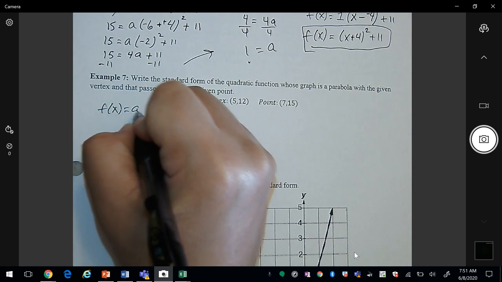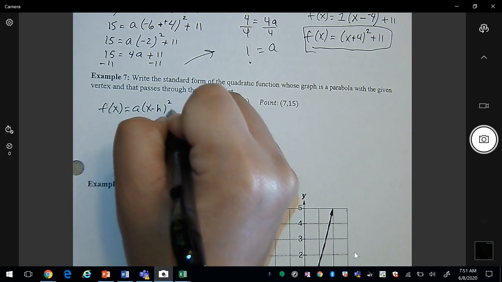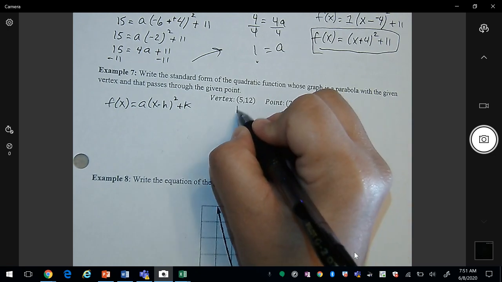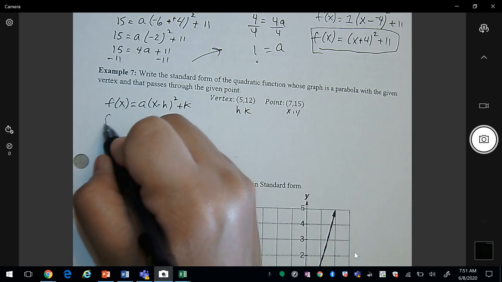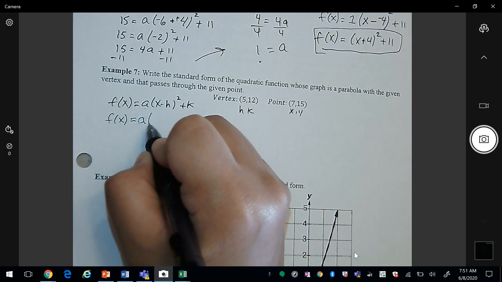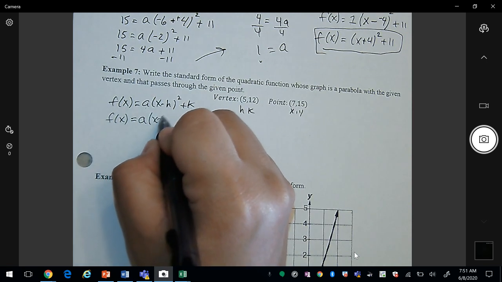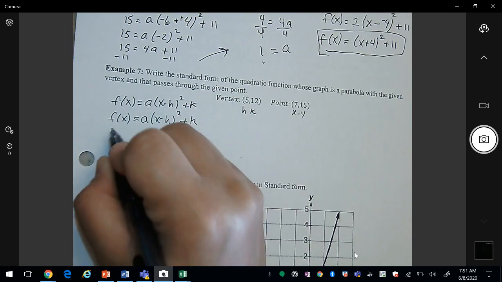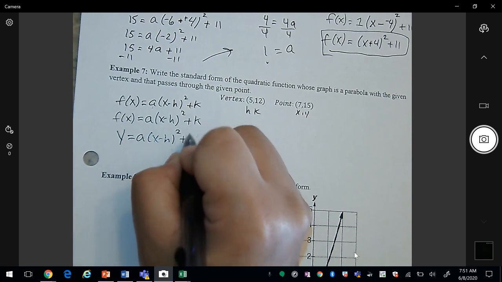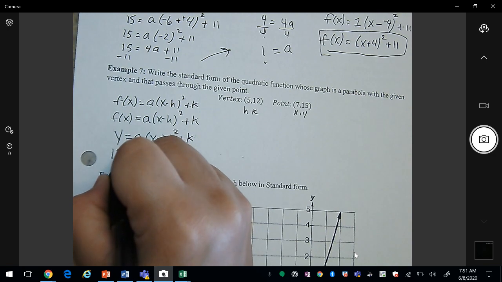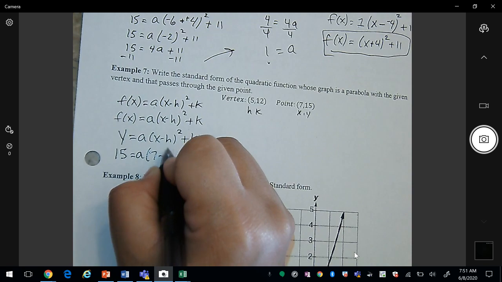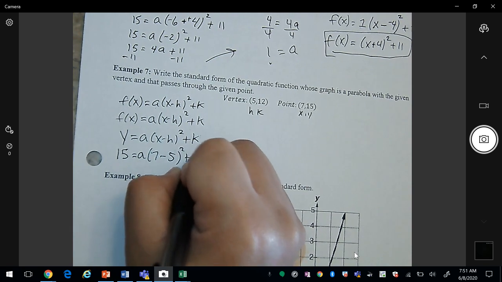So write the general form first. So this is x and y, h and k. So we don't know what a is. Let me just rewrite this again. So f of x I'm going to write as y. So y in this case is 15. A we don't know. X is 7. H is 5. And k is 12.